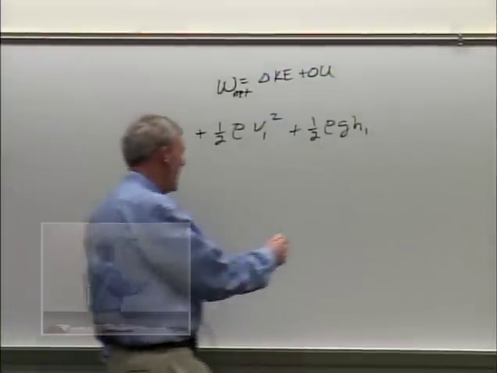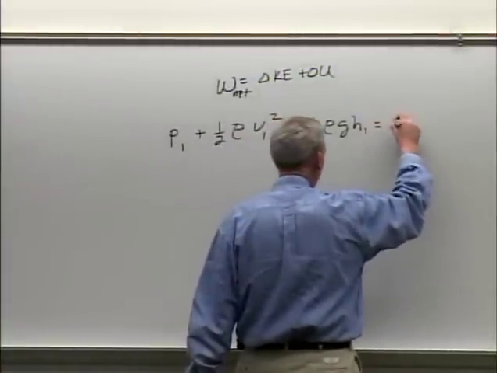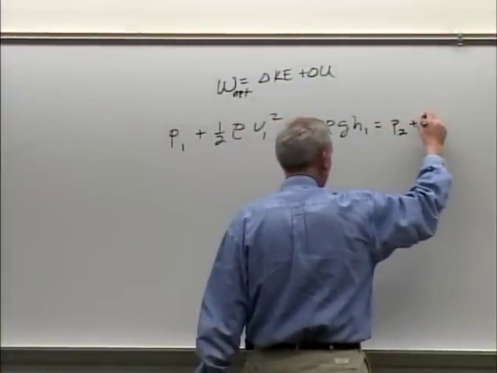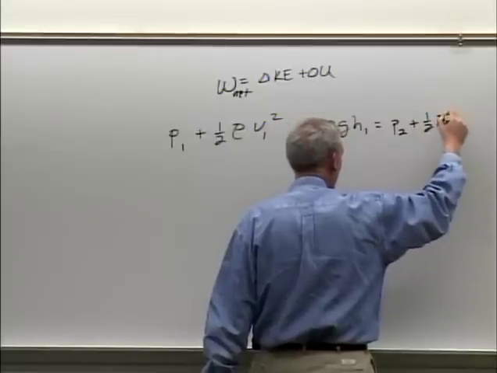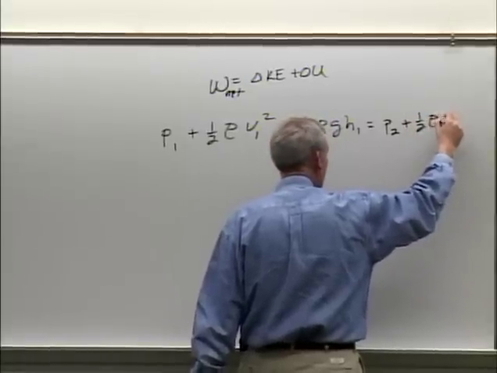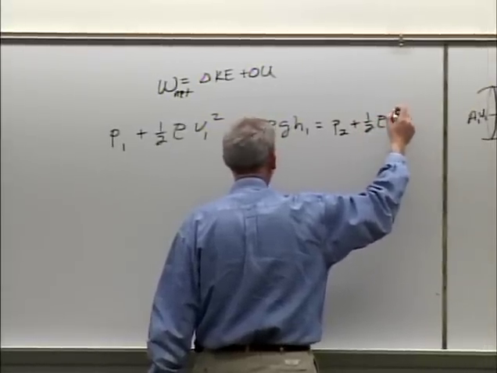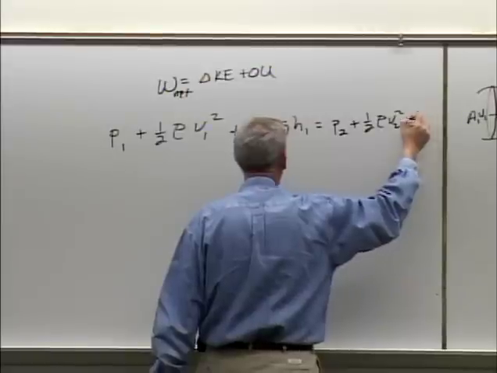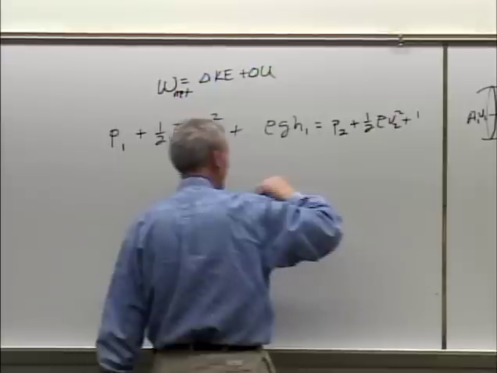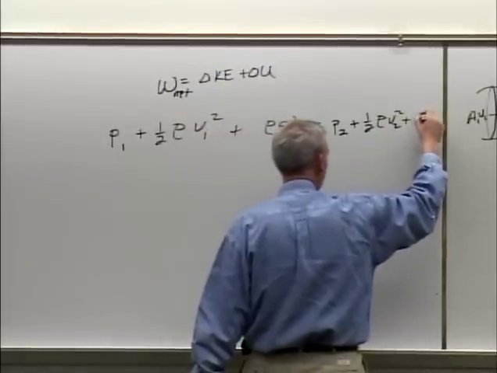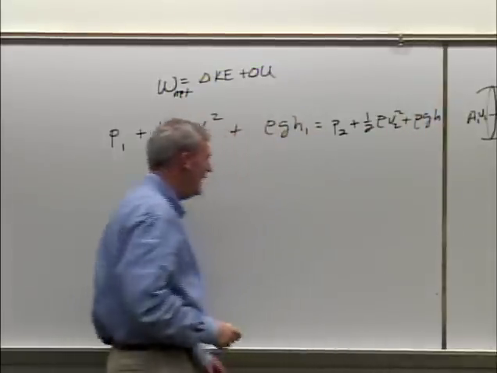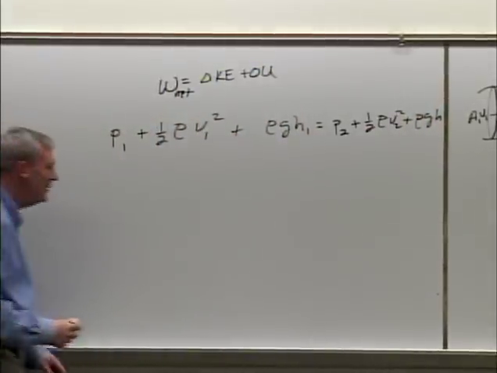Now, it looks scary, but I'm just putting it up here. 1/2 rho V2 squared plus, this isn't 1/2 GH, it's just rho GH. It's not 1/2 that. I lost my mind there. Height 2.